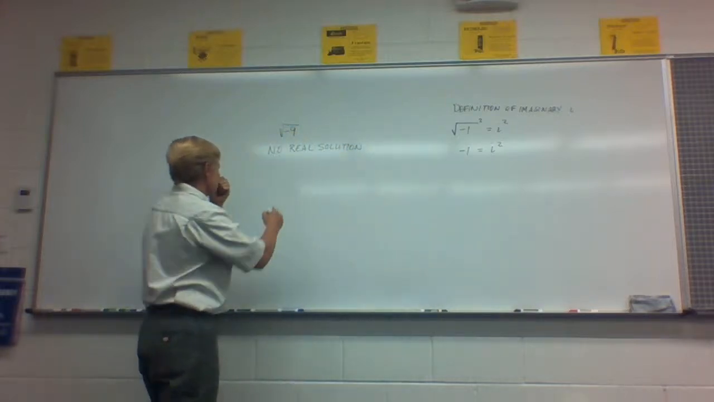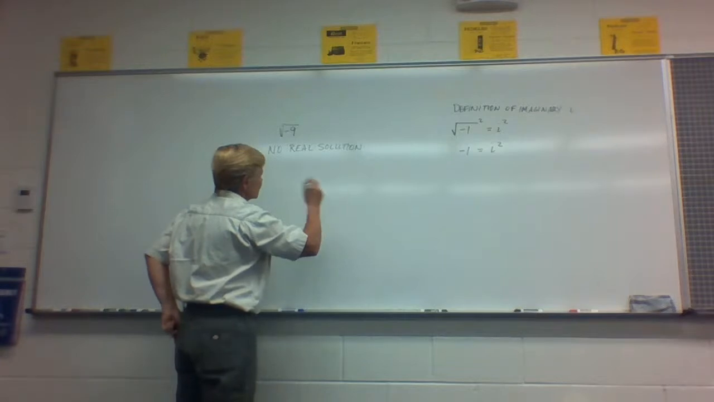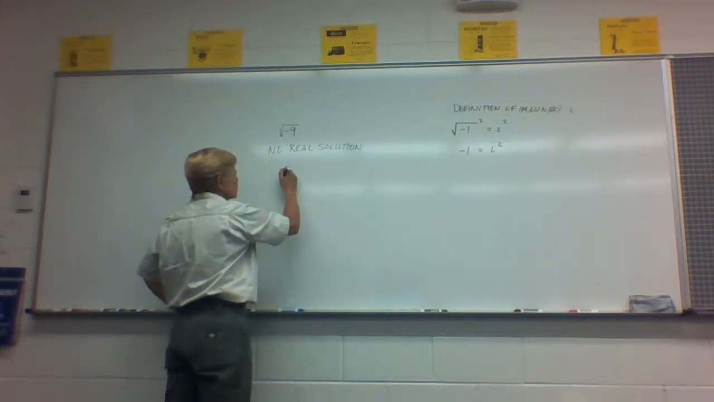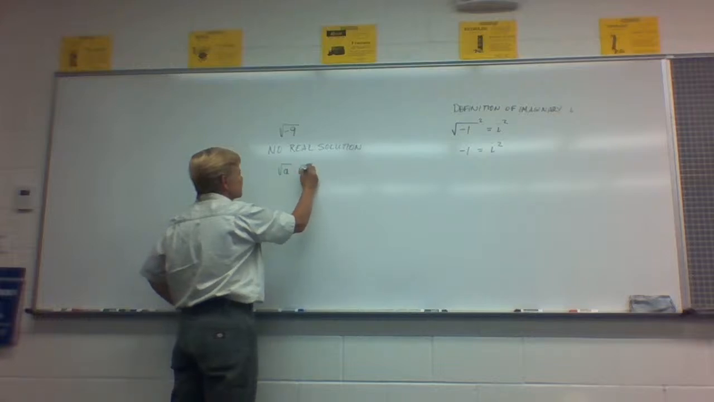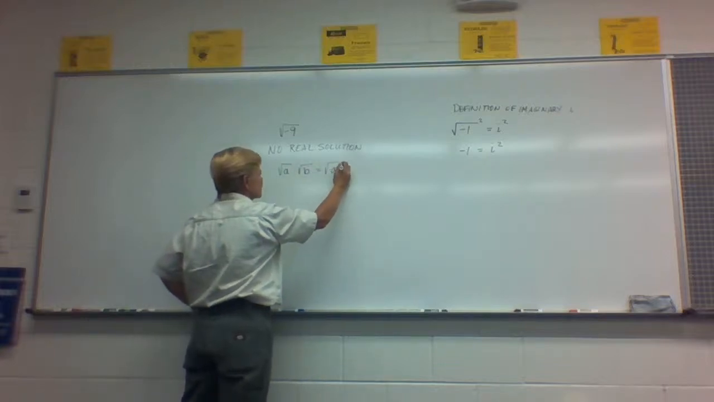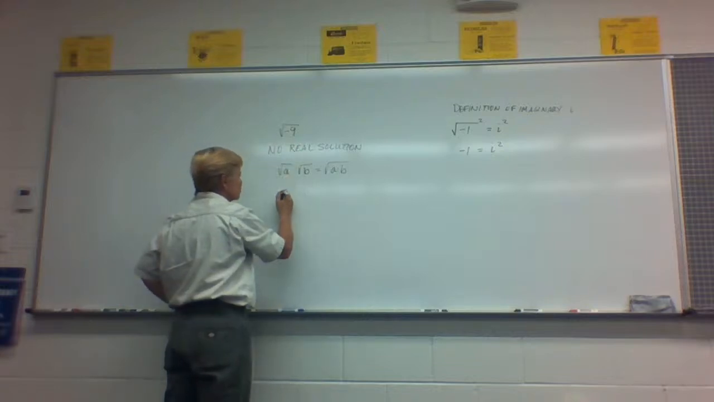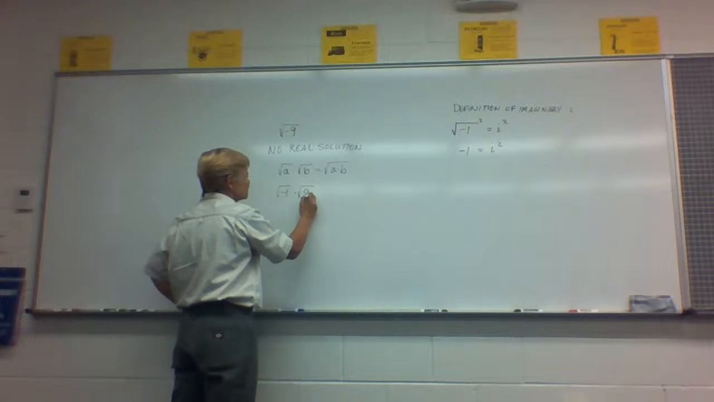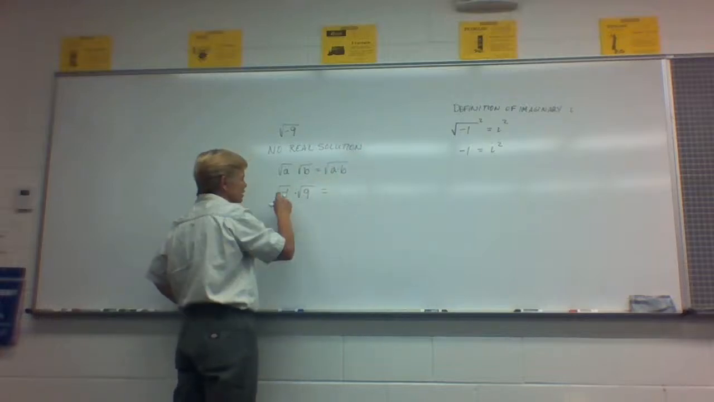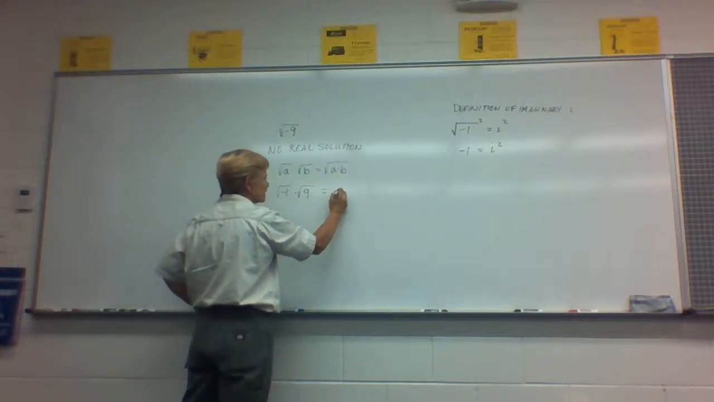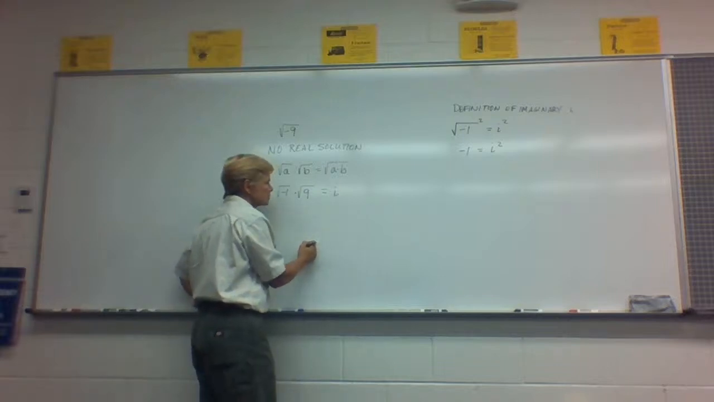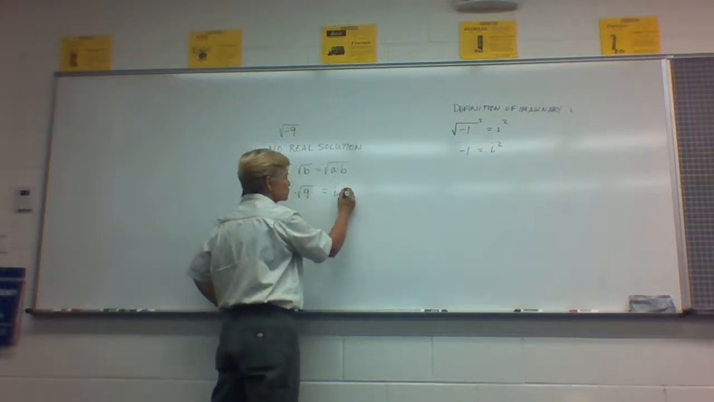So let me come back to this. This doesn't have a real solution, but it has an imaginary one. So this is how we would do it. Remember I told you that if the square root of a times the square root of b can be written as the square root of a times b inside one? Remember that? Well, I'm going to split up this -9 to be the square root of -1 times the square root of 9. Well, I just told you by definition that the square root of -1 is i. The square root of 9, you know, that's 3.